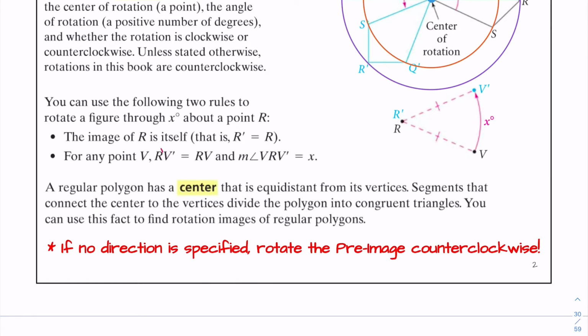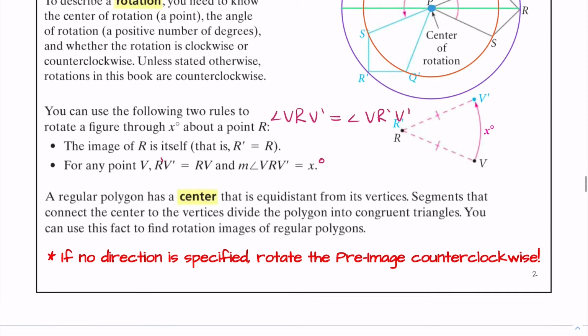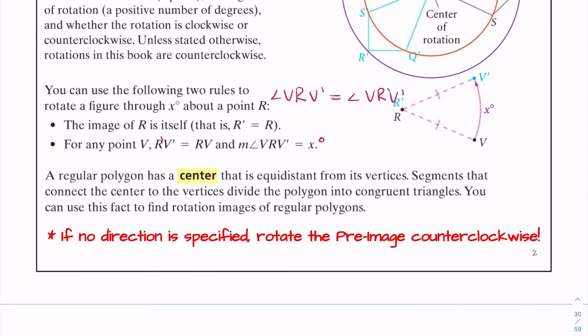And the measure of angle V R V prime is equivalent to x degrees. And that's correct. So angle V R V prime is equivalent to angle V R prime V prime. They're the same thing because the point's in the same location. And they're both equal to x degrees.